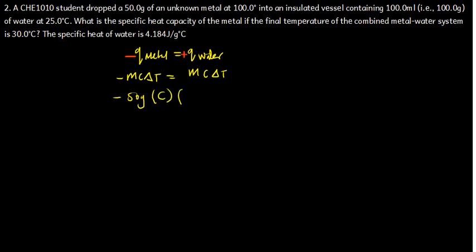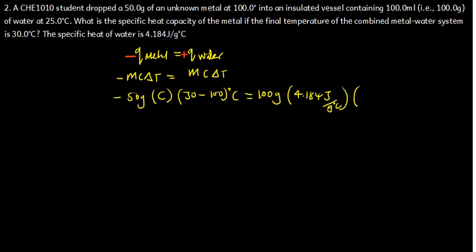The final temperature is 30. The initial for the metal was 100. This is in degrees Celsius, and this should be equal to the mass. We've been told it's dropped in an insulated vessel containing 100 milliliters, that is 100 grams of water. We know the density of water is 1 gram per milliliter, so if the volume is 100 milliliters, the mass is going to be the same. So that is 100 grams. The specific heat capacity of the water is 4.184 joules per gram degree Celsius.